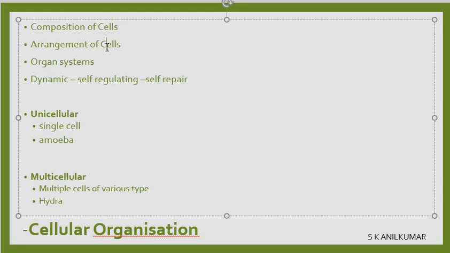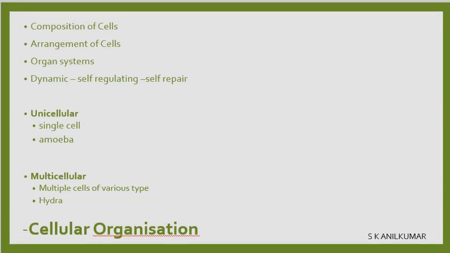Some organisms are unicellular, single cell, like amoeba. Some organisms are multicellular, for example, human beings. And when they are multicellular, you have multiple types of cells also. For example, in your body, the cells in your blood are different from the cells in your heart, which are different from the cells in your hair or nail.